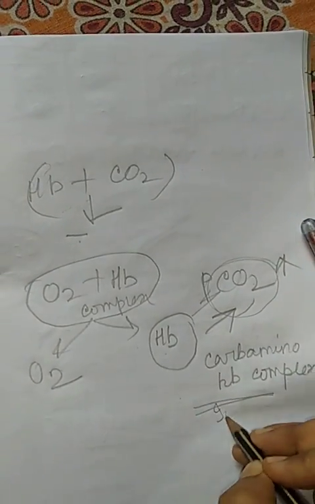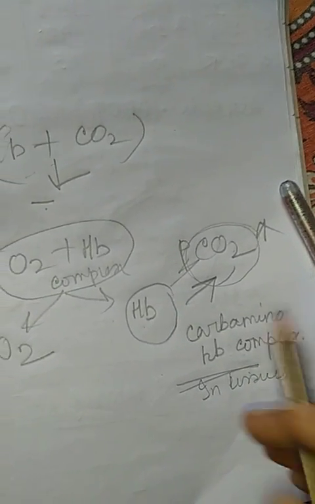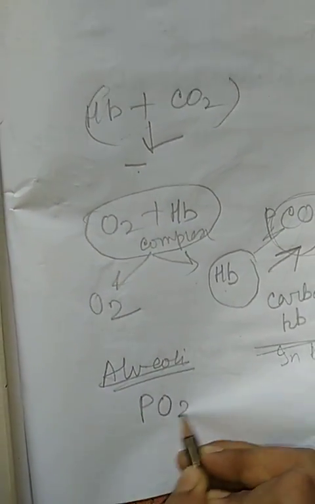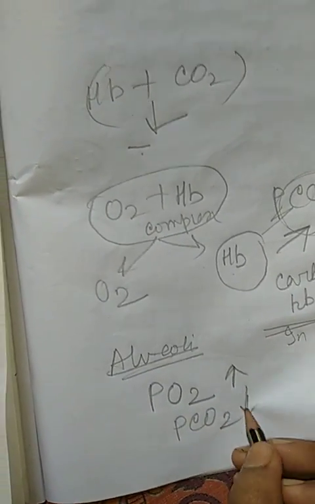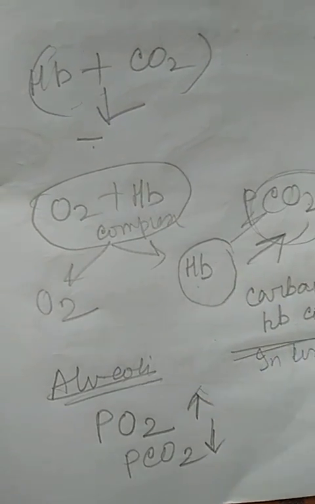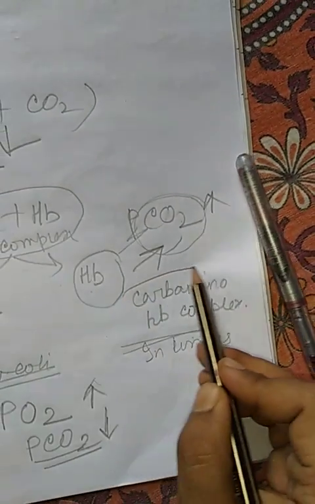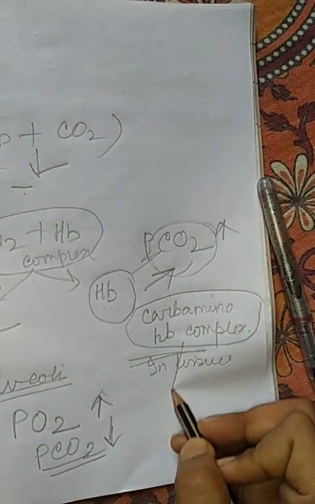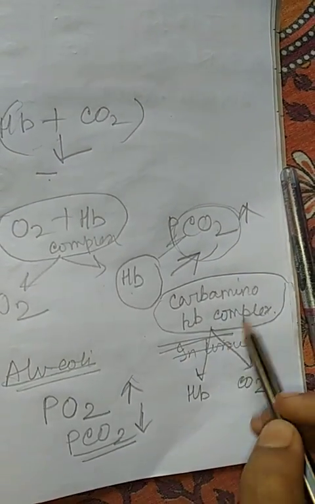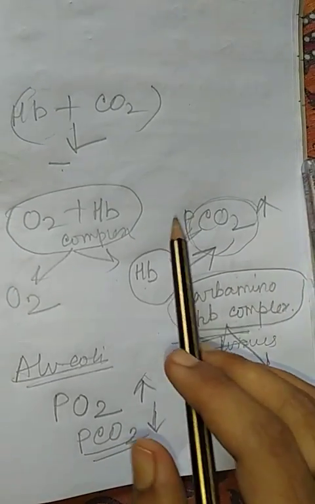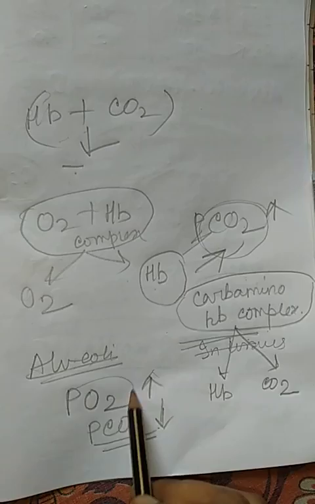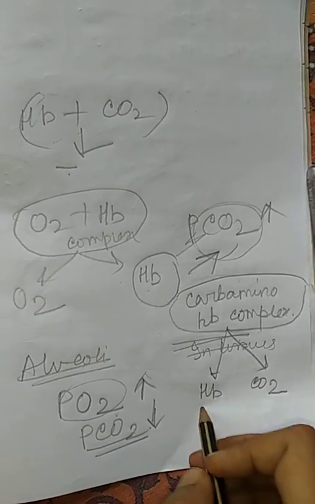Okay, in tissues. But in the lung surface, in alveoli, we have already known that in alveoli partial pressure of oxygen is high and partial pressure of carbon dioxide is low. So if partial pressure of carbon dioxide is lower than partial pressure of oxygen, this means that the carbaminohemoglobin complex tends to dissociate, and dissociates means it forms hemoglobin and carbon dioxide. So in tissues the complex is formed because all the four factors are in favor to form the complex, whereas in alveoli the factors, mainly partial pressure of carbon dioxide is low and partial pressure of oxygen is high, and the complex dissociates into hemoglobin and carbon dioxide.